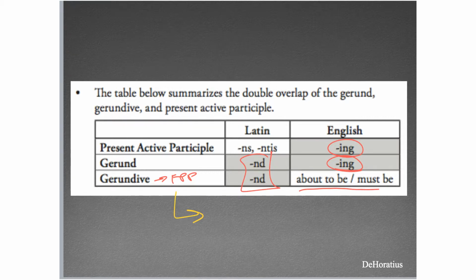Remember, the gerund is a noun, and so can't agree with anything. The present active participle, which is the other ing form, as a participle, has to agree with something. And the future passive participle, as a participle, has to agree with something. So when that nd form is isolated, not agreeing with anything, then it's going to be your gerund. When that nd form is agreeing with something, that's going to be your future participle.